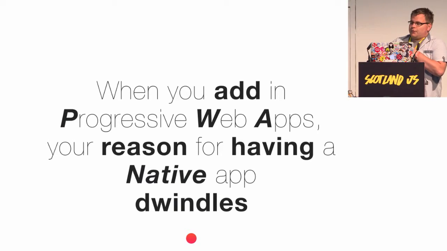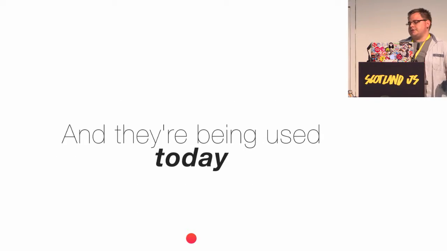So when you add progressive web apps together, which we've already heard about today, the reason for building native apps kind of dwindles. So you can now start accessing Bluetooth in the browser. You can start doing all of this magical stuff. And your progressive web app kind of starts behaving like a native app. So I love the web, and there are less and less reasons to start writing native code. And yeah, they're being used today.